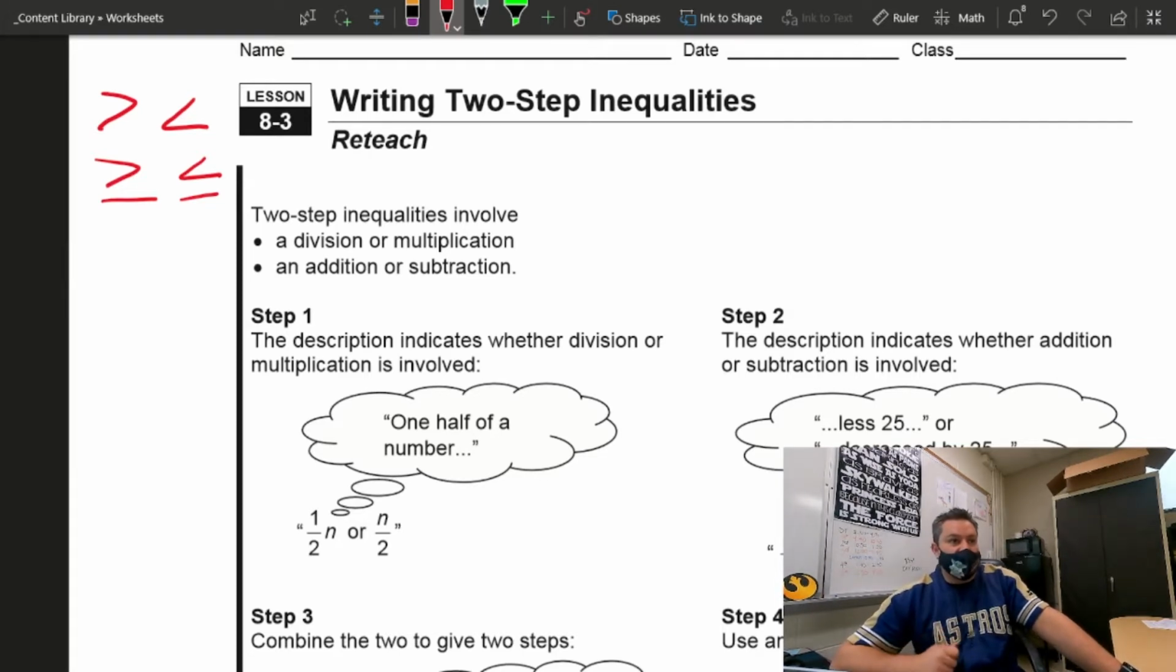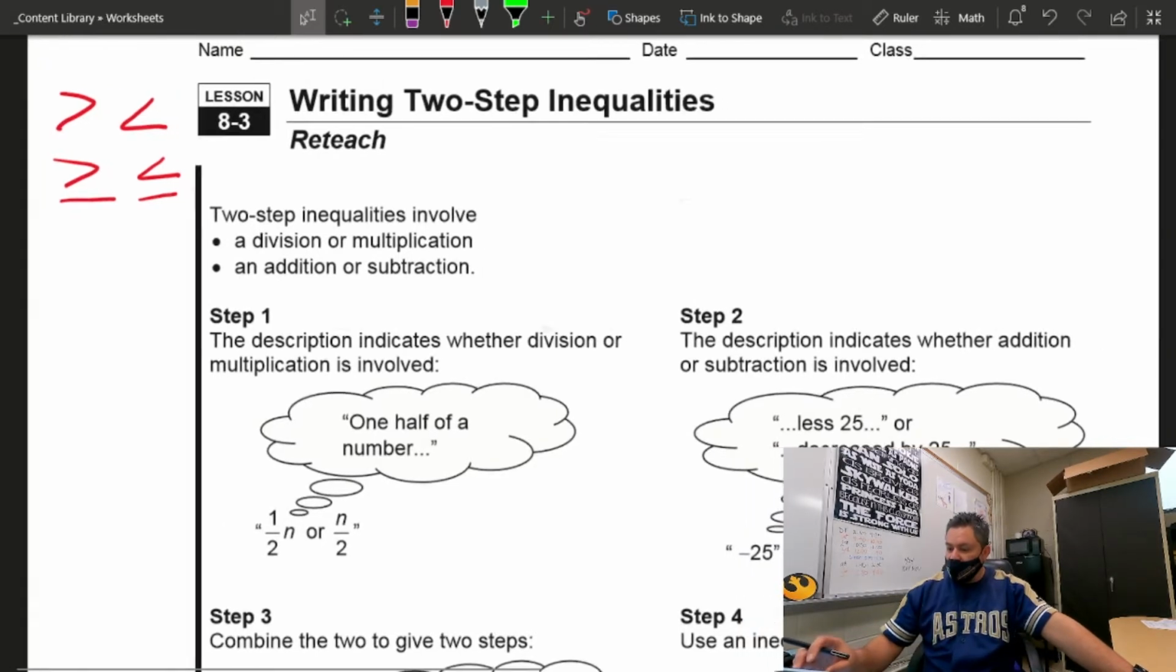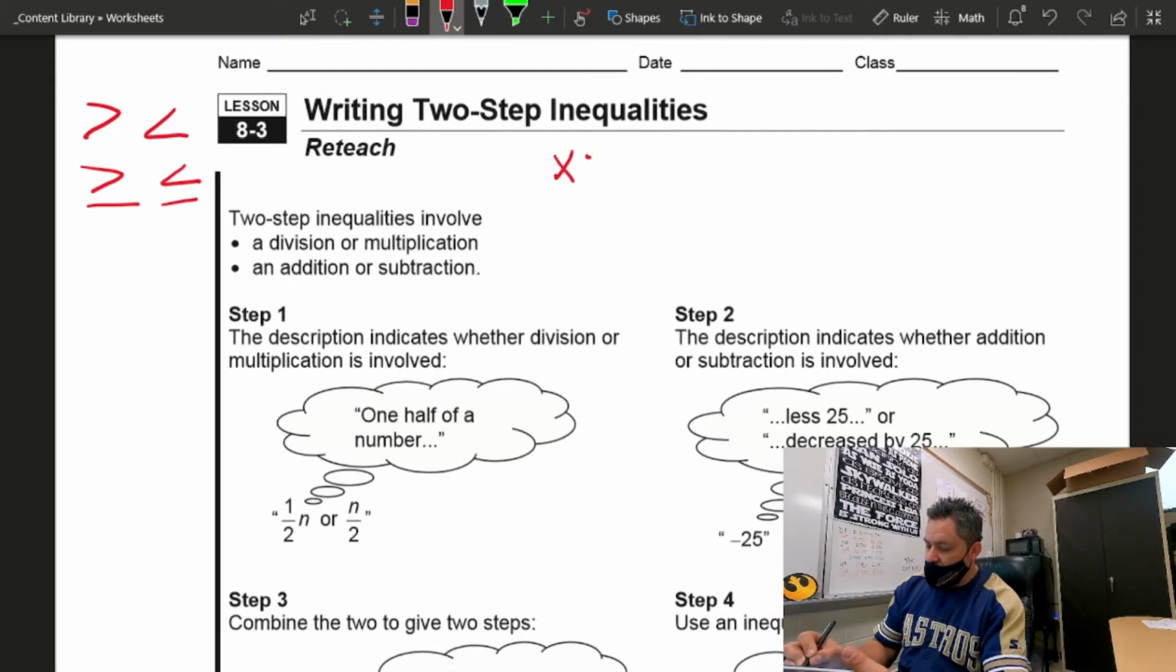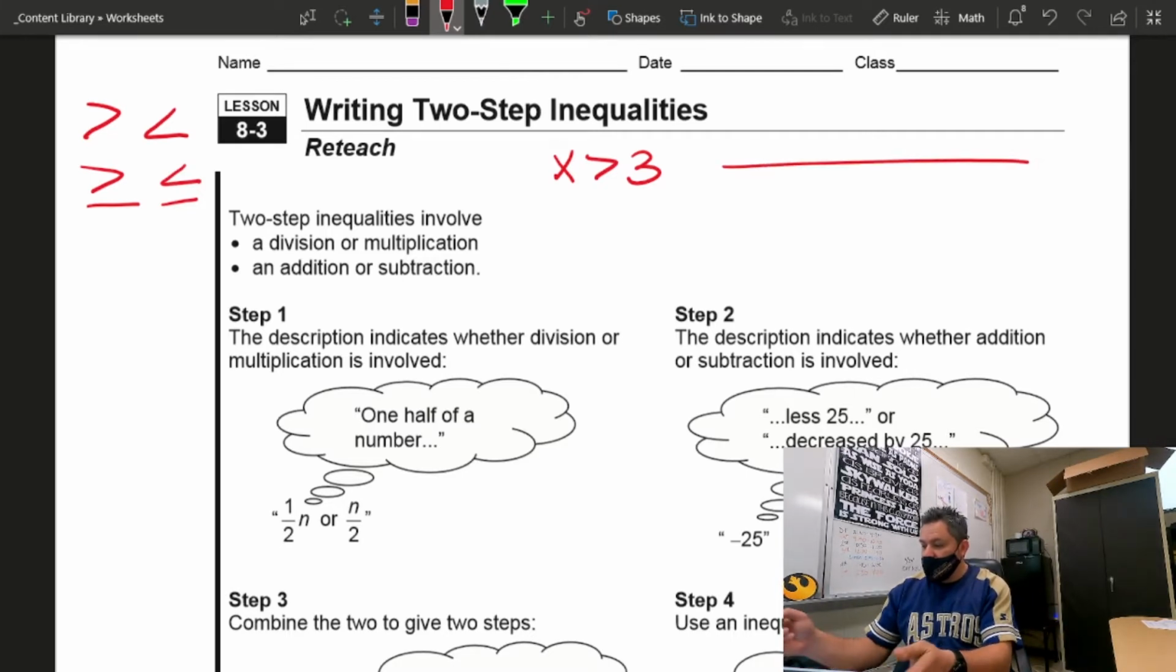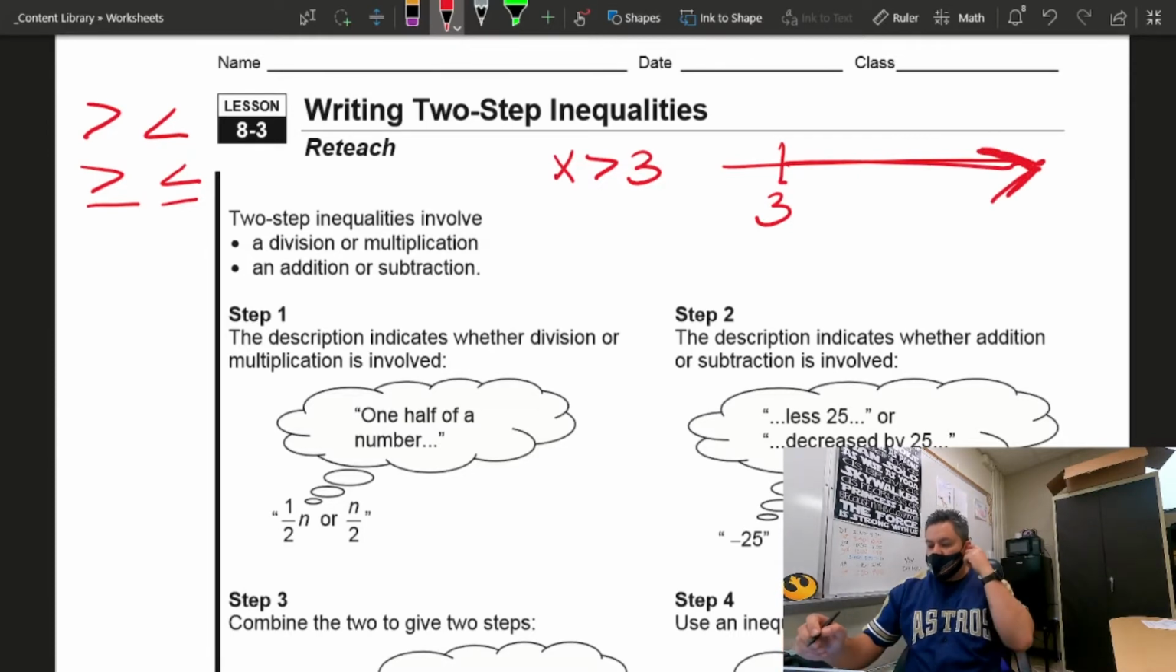Now, this is where you guys are going to be helping me, because you already saw this in your other math class. What's the difference between the two top ones and the two bottom ones? Can anybody tell me the difference? Okay, let me help you a little bit. How would you graph x is greater than 3 on a number line? Arrow going to the left? Right, so you have your 3 and then your arrow going this way. Now, what do you do? Am I missing anything here? A circle. What about a circle? Closed circle.